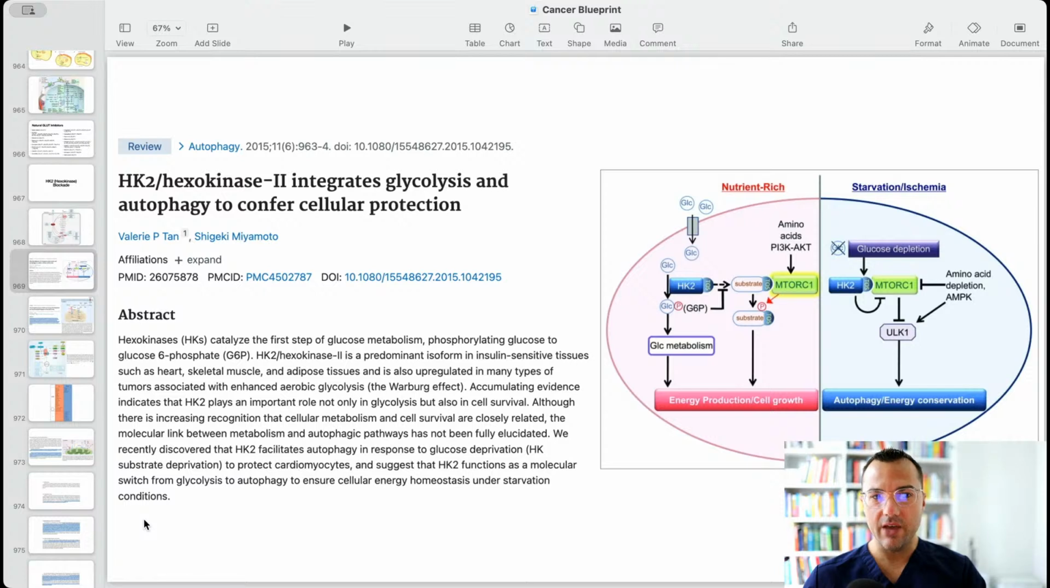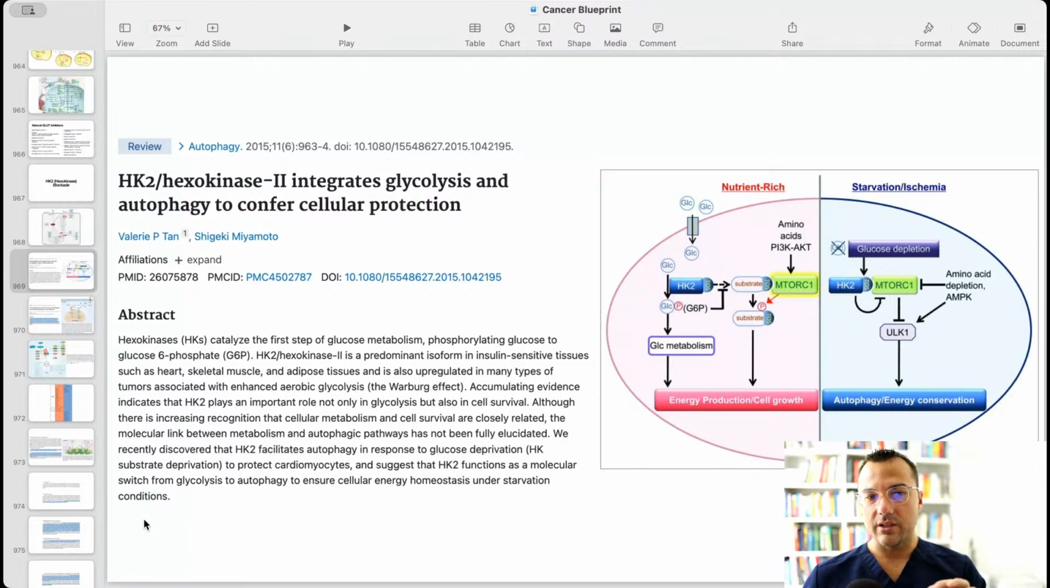Accumulating evidence indicates that hexokinase 2 plays an important role not only in glycolysis, but in cell survival. Although there is increasing recognition that cell metabolism and cell survival are closely related, the molecular link between metabolism and autophagic pathways has not been fully elucidated. We recently discovered that HK2 facilitates autophagy in response to glucose deprivation, hexokinase substrate deprivation.